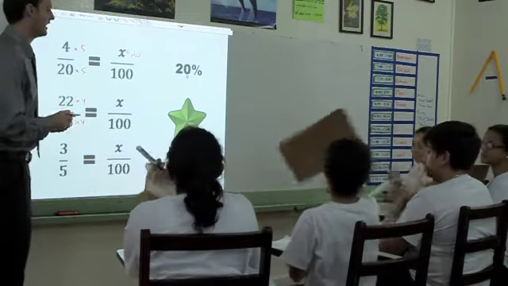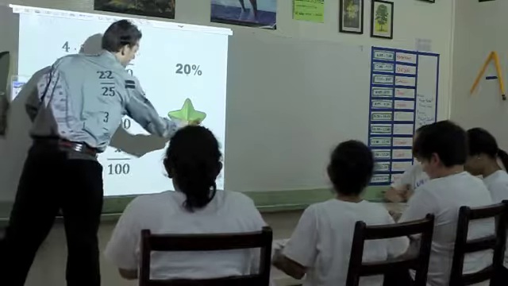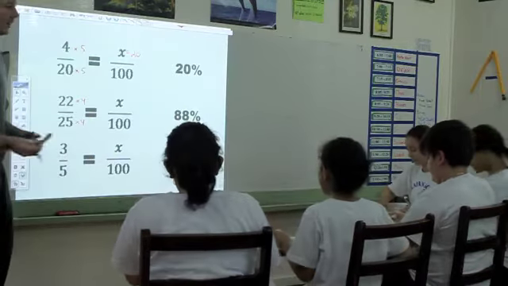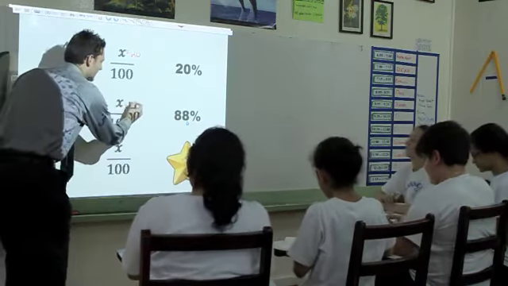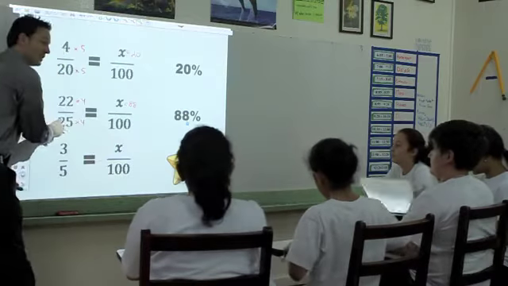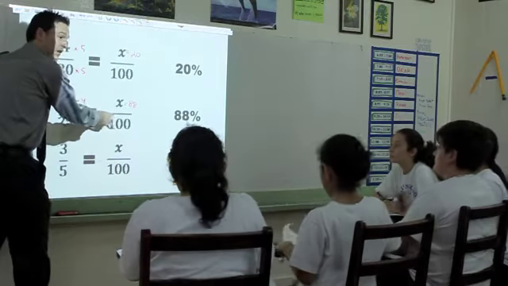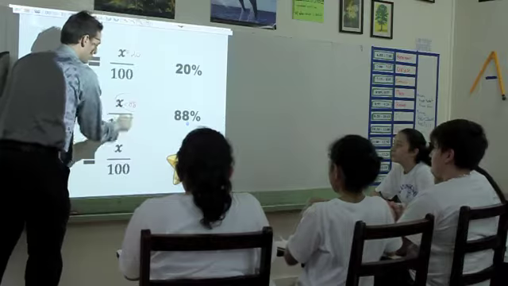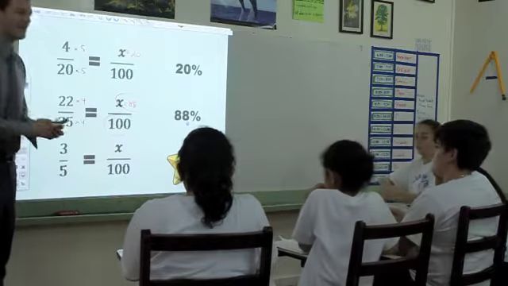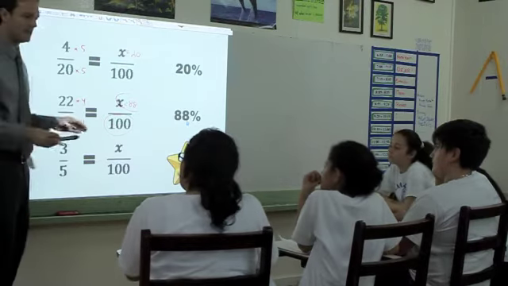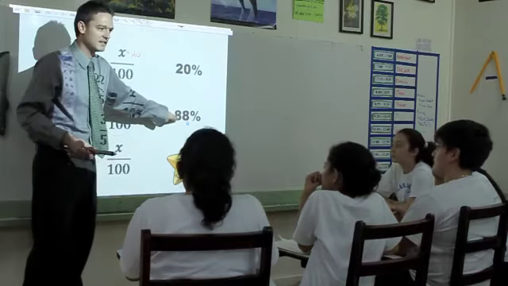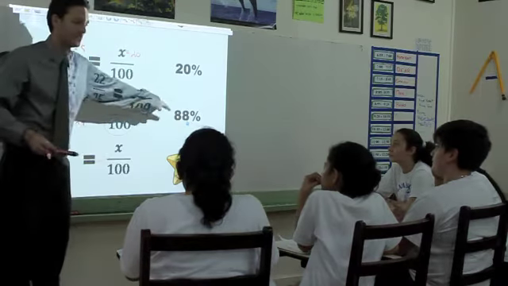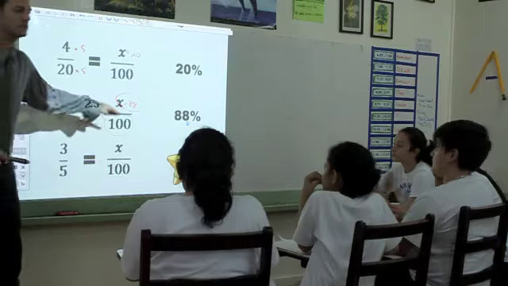Alright. Everybody's got it. Perfect. And they all had it right? And it's 88. So x equals 88. This fraction equals this fraction. This ratio is a number being compared to 100. And by definition, a number being compared to 100 is a percent. So this is 88%. So 22/25ths equals 88%.